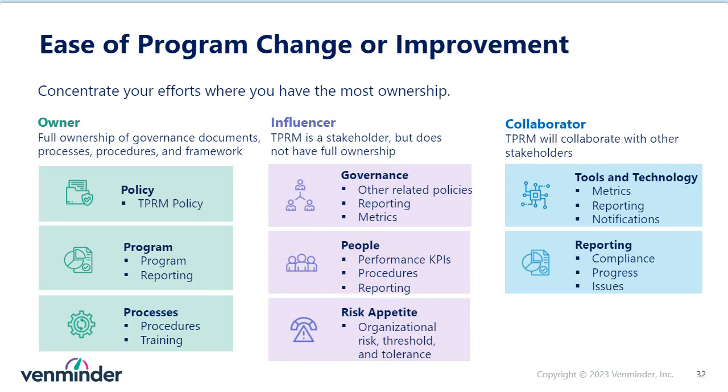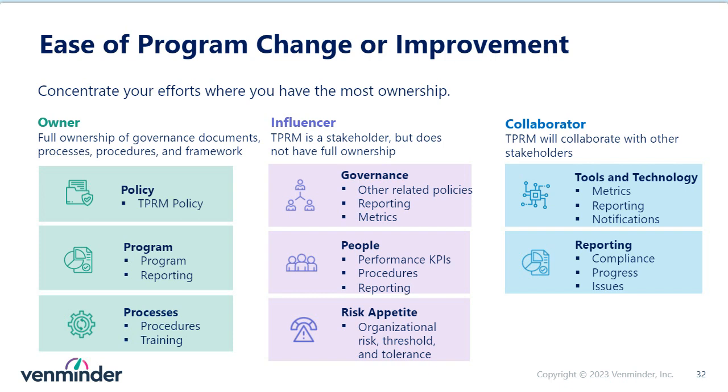When you think about who and what you can control, it is important because when you consider the program improvements you'd like to make or the stakeholder behaviors you'd like to change, the easiest issues to improve are the ones where you have ownership. Where you don't have ownership, you must be able to either influence or collaborate. Now, this chart may not align precisely to your organization or your business culture, but in general, if you're running your third-party risk management program, you should have full ownership over the policy, the program framework, all the reporting, and the procedures and training supporting that program.